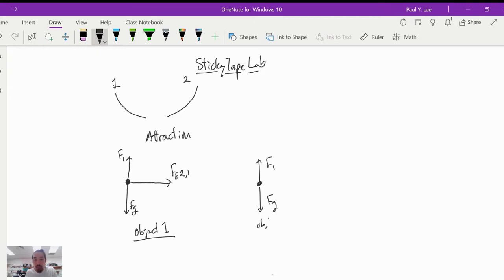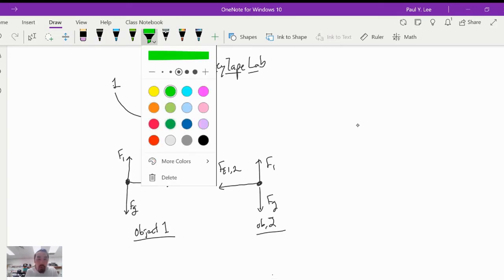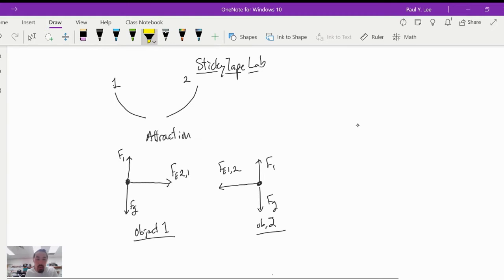So this is object 2, except object 2 gets pulled to the left, and we call that Fe. This is the electrostatic force of 1 on 2. The reason why I want to showcase this is because one of Newton's laws actually demands that we have this naming convention. This force here and this force here, if we were to just swap around the numbers, it's the same exact thing: F of 2 on 1 and F of 1 on 2.